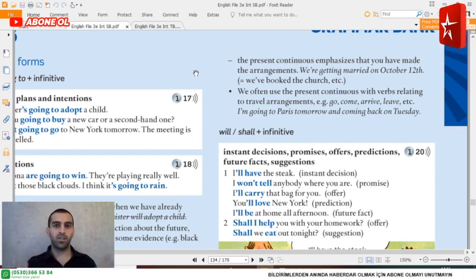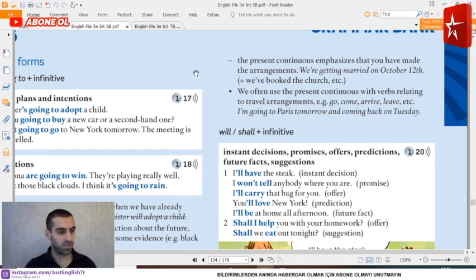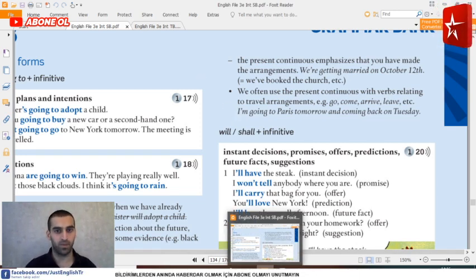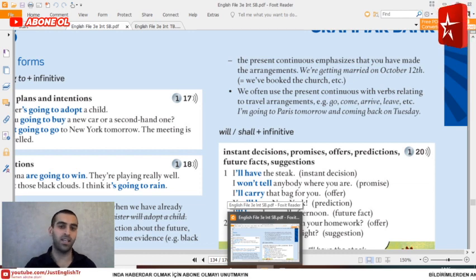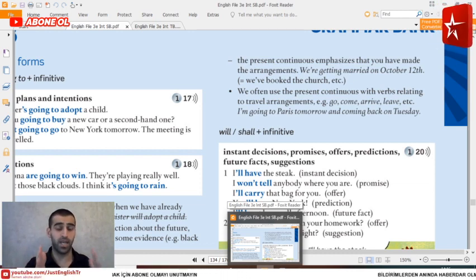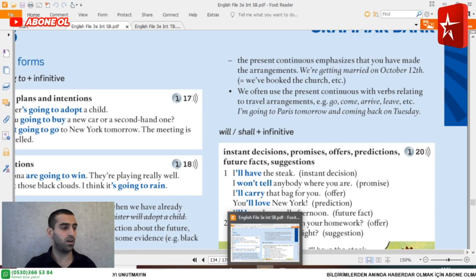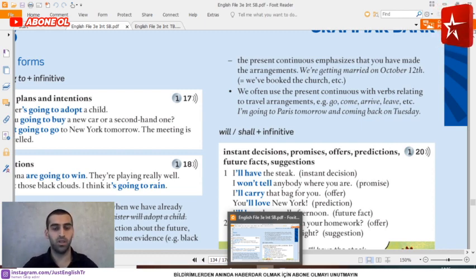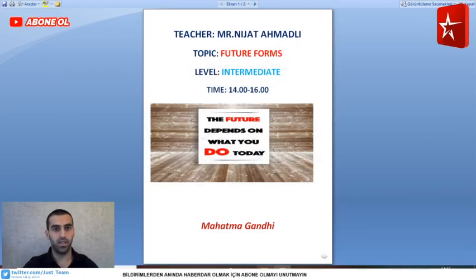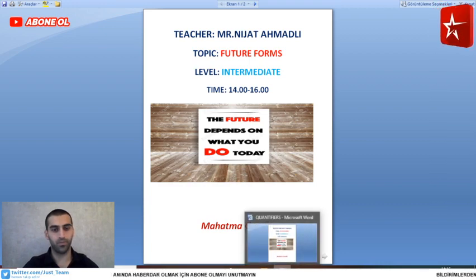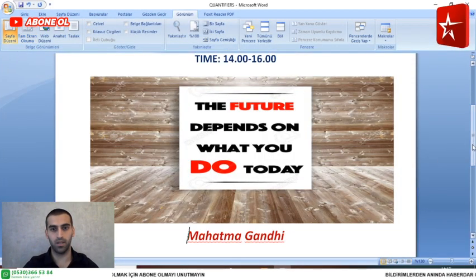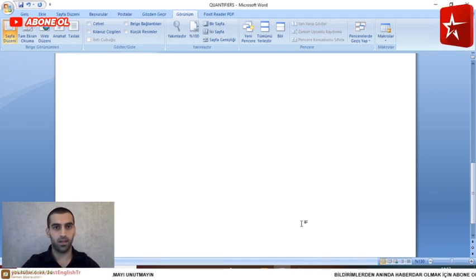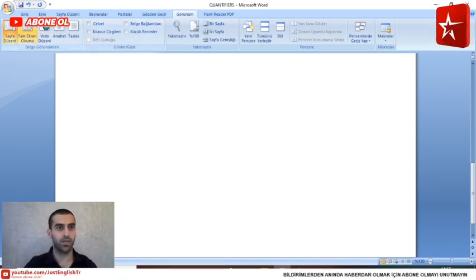Yeah, we were talking about the plans and arrangements. Let me show you some examples related to plans and intentions and arrangements. How can we use plans and how can we use arrangements? How can we use be going to, and how can we use present continuous to show the future? Okay, let me show you. Here you can see my screen.